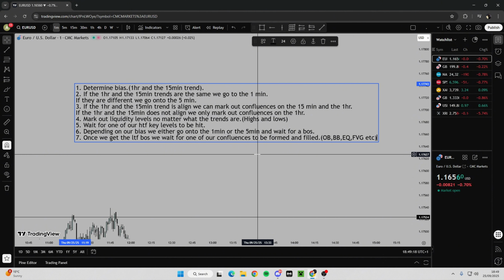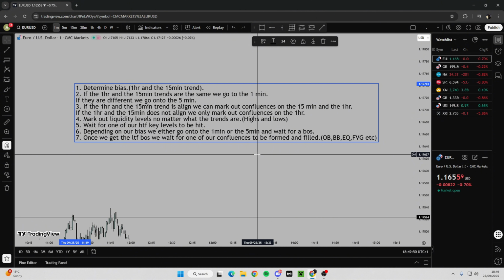If the 1 hour and the 15-minute trend are aligned, we can mark out confluences on the 15-minute and the 1 hour. If the 1 hour and the 15-minute do not align, we only mark out confluences on the 1 hour. Mark out liquidity levels no matter what the trends are, highs and lows. So you mark out liquidity levels on the 15-minute and the 1 hour no matter what the trend is. It doesn't matter. That only goes for confluences. Wait for one of our high time frame key levels to be hit. So we wait for the key levels that we mark out.